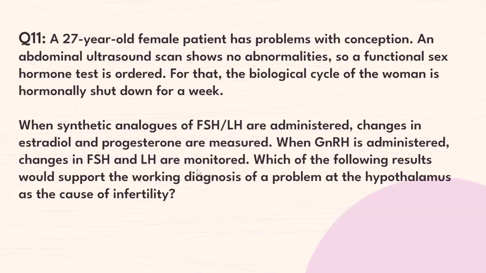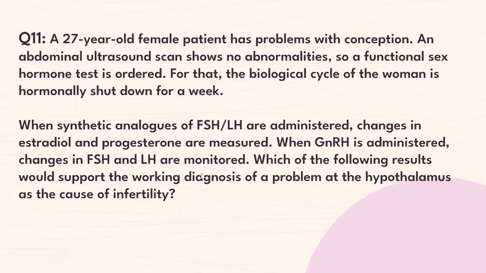When GnRH is administered, changes in FSH and LH are monitored. So now we're doing the second part of the axis, right? We're testing the pituitary, because we're going to administer GnRH, and then we're going to see how well the pituitary is able to react to it. So when you look at how the pituitary reacts, that will tell you whether the pituitary is working or not, and so we can better look at what the reason for her failure of conception actually is.